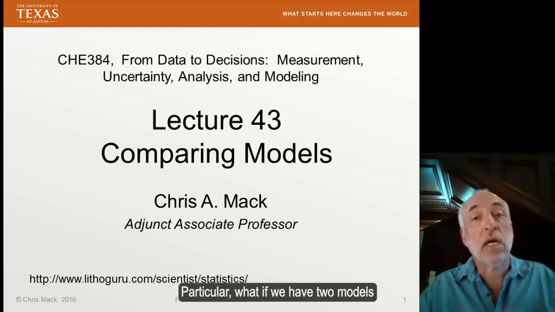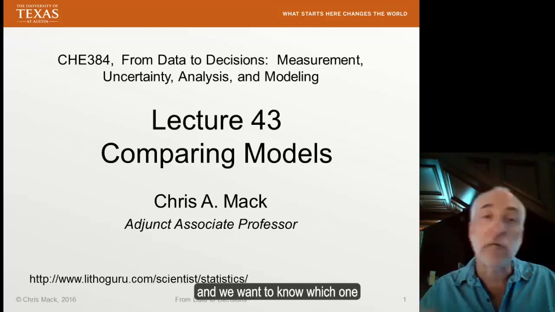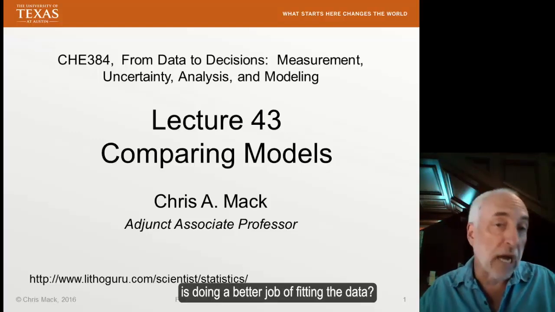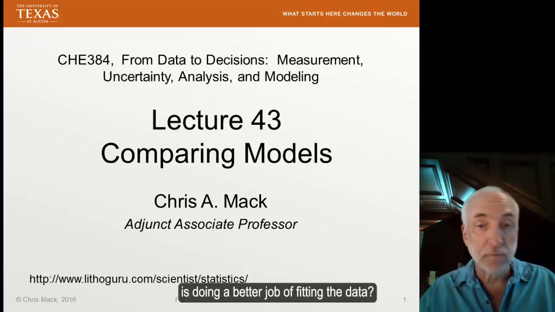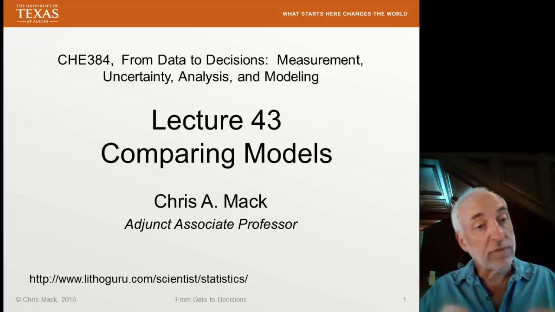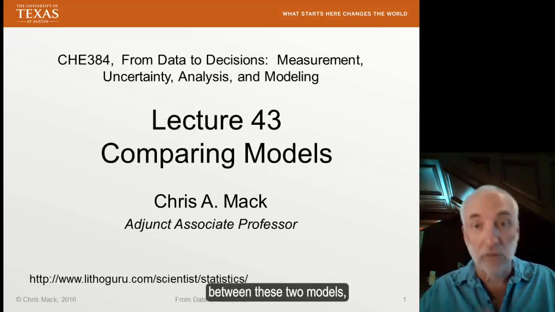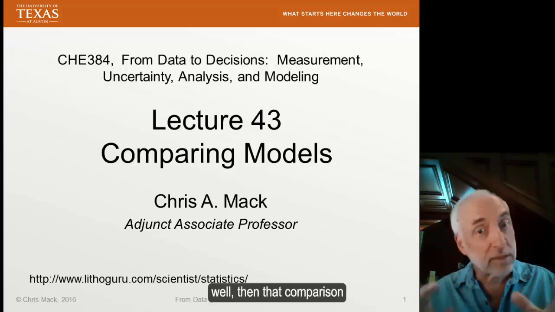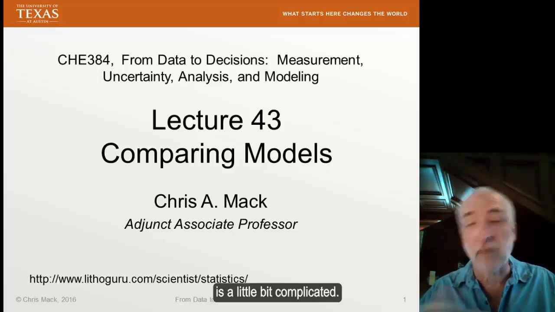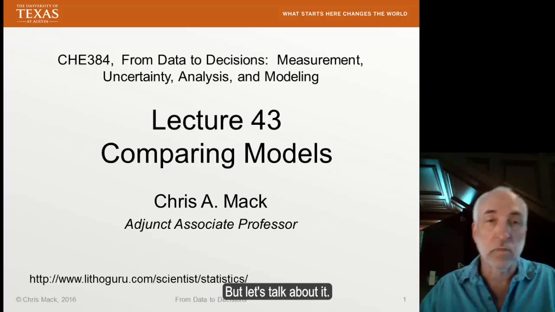In particular, what if we have two models and we want to know which one is doing a better job of fitting the data? If the number of parameters in the model is different between these two models, well, then that comparison is a little bit complicated. So let's talk about it.